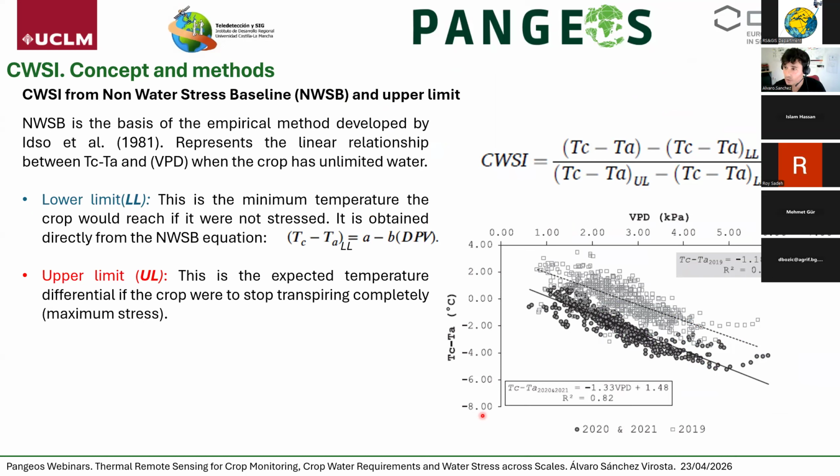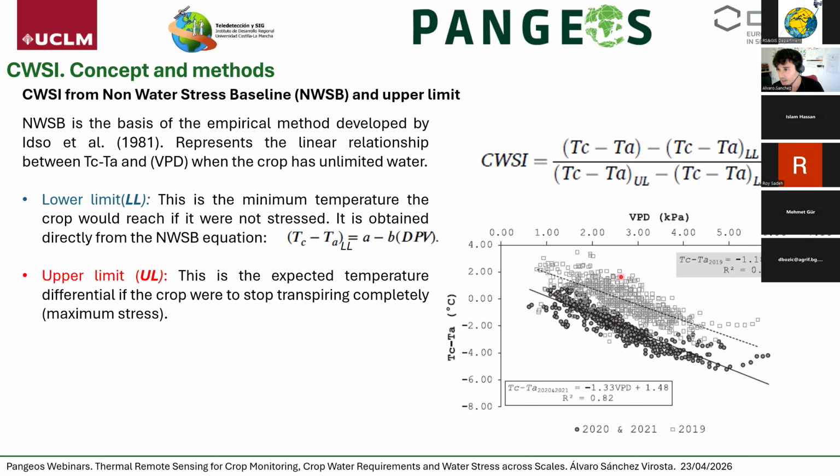So for this formula, we need the delta T from the specific date that we are measuring. We need the lower limit, and we need the upper limit. So how do we construct the lower limit? We can see this graph. This is delta T values against VPD. So you can see how the delta T values change across different VPD values.